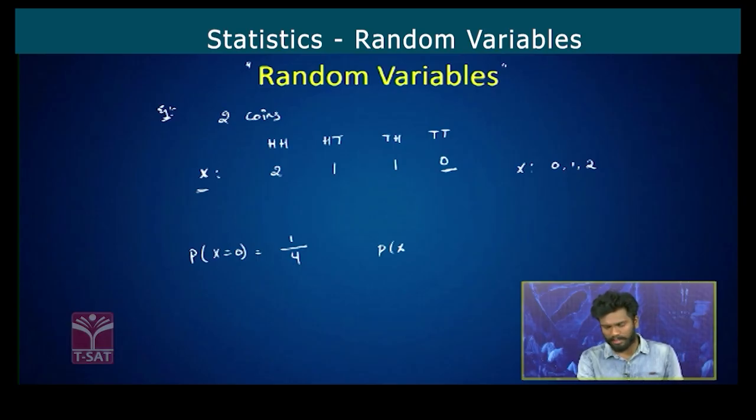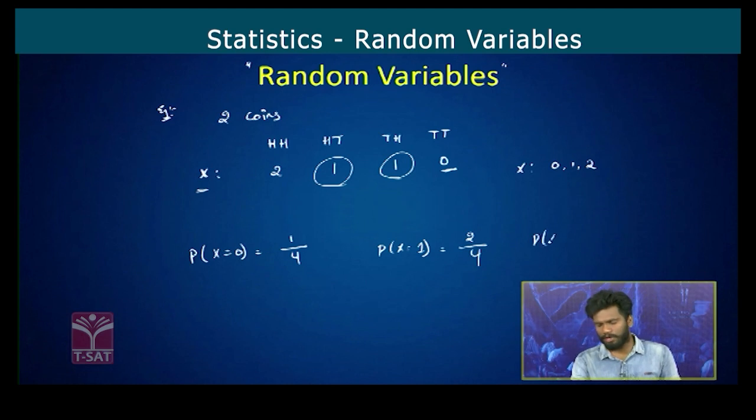Similarly, probability of getting 1 head, that is x value 1. How many times does x value 1 come here? 2 times. So 2 by total number of outcomes 4, that is 2 by 4. Similarly, probability of x is equal to 2 means probability that 2 heads are occurring. How many times does 2 repeat here? Only one time, 1 by 4. This is how we find the probabilities corresponding to the random variables.